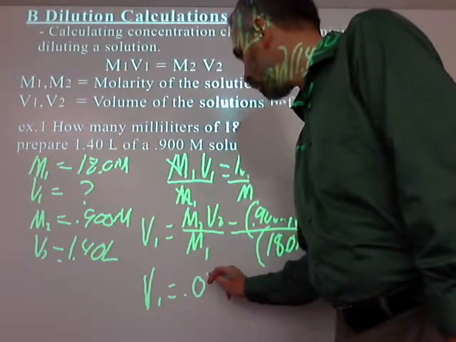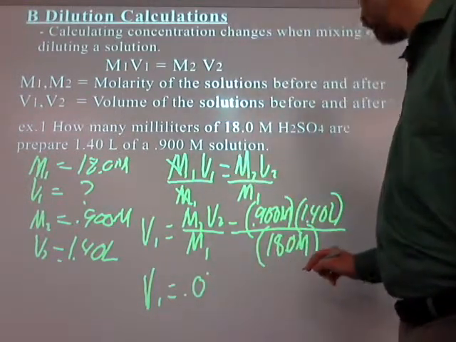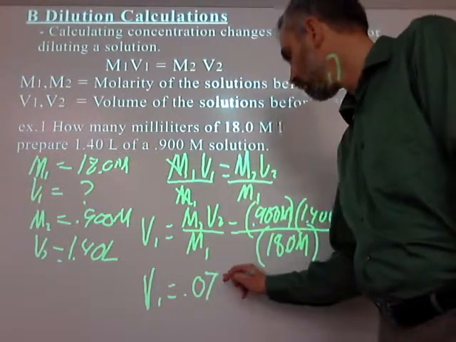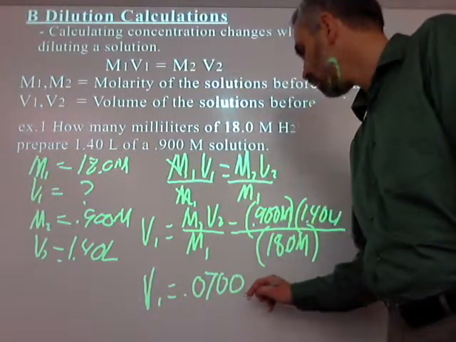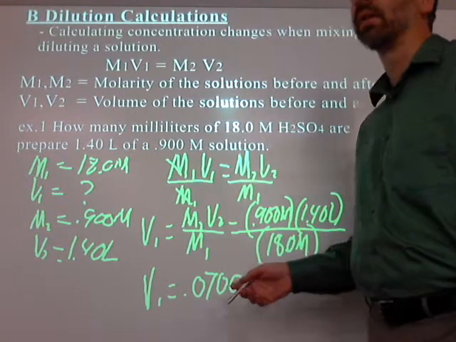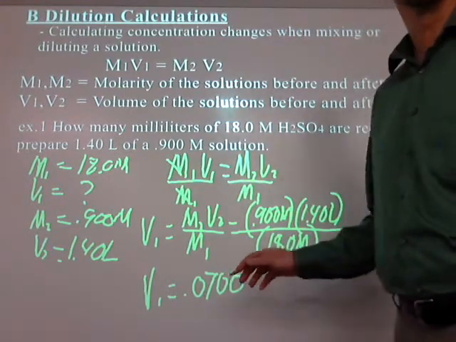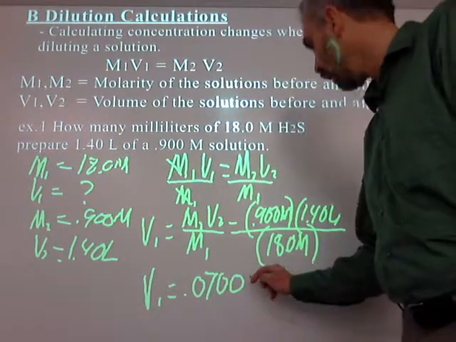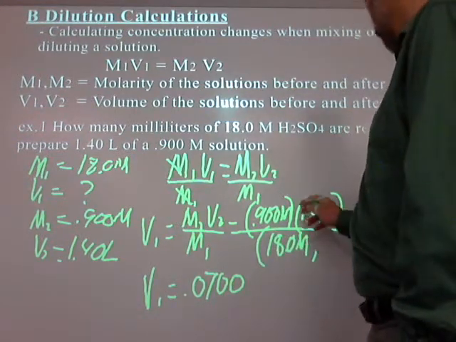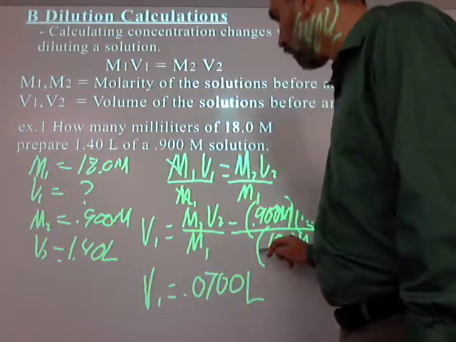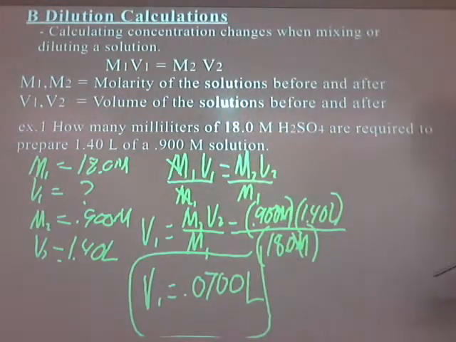Point 0700. Yep, that's liters, though. I thought it was 0.067, but it's 0.0700. I must have used different numbers when I did the same problem. Okay. That's molars canceled, which leaves you with liters. Now that, of course, is in liters.